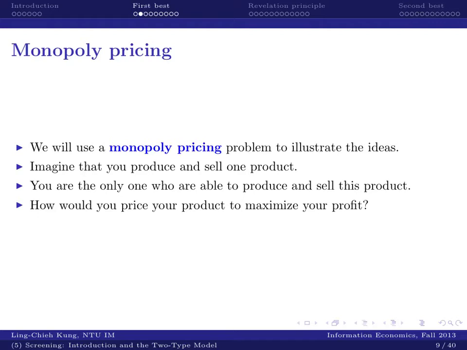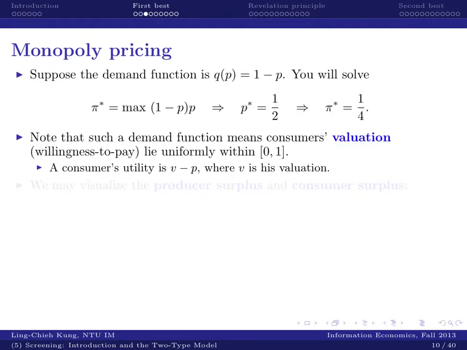So before we discuss the two-type problem, let's spend some more time to discuss monopoly pricing and in general why it is hard. So suppose you know your demand function, then you know how to solve this problem. Okay, we have done so a lot of times. You know the problem will be like this: the optimal price will be 1/2, and then your profit will be 1/4.